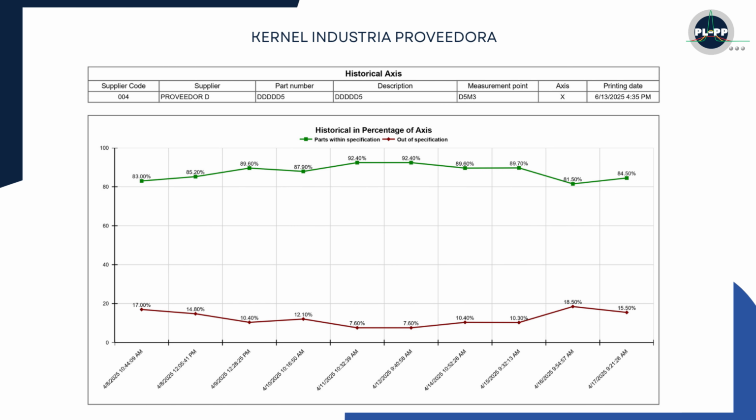Finally, we present the historical report, which allows us to observe the evolution of process quality over time. In this report, each measurement date reflects the percentage of parts within and out of specification. We can see that, at different times, the percentage of parts within specifications range between 81% and up to 92.4%. Similarly, ppm values fluctuated between approximately 7.6% and up to 18.5%.